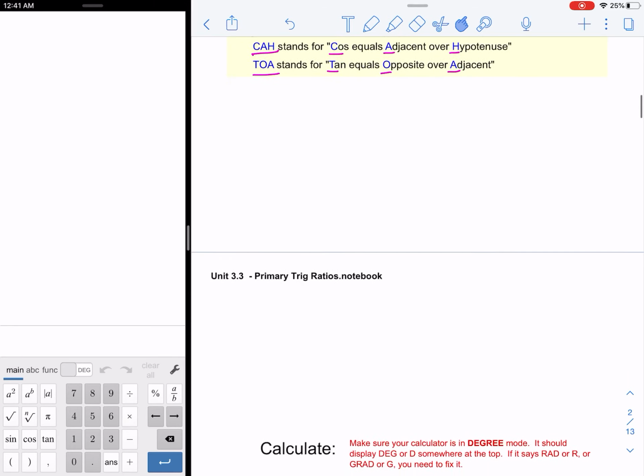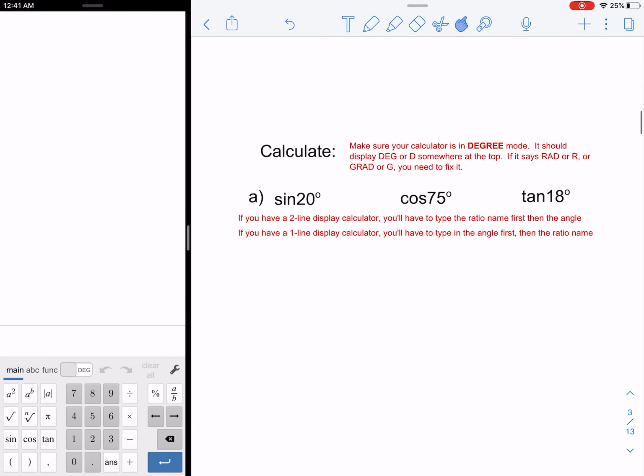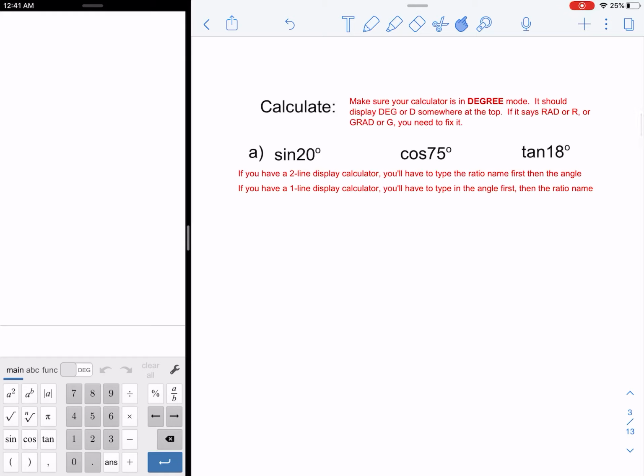Okay, now before we can use any of this stuff, we have to know how to use our calculator. So firstly, you have to make sure your calculator is in degree mode. It should display a DEG or a D somewhere on the top of it. If it says rad or R, or grad or G, you need to fix it.